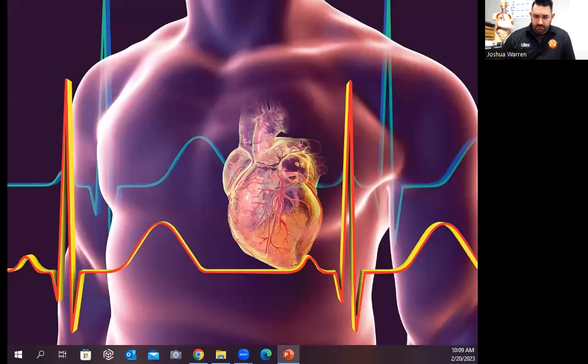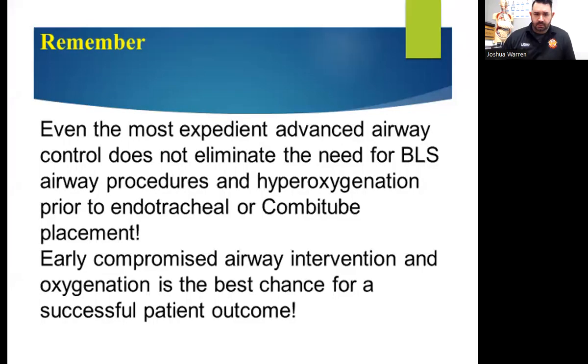So we left off with... there we go. All right, so I want to remind you that even the best ALS avenues does not eliminate the need for BLS airway procedures and hyperoxygenation.